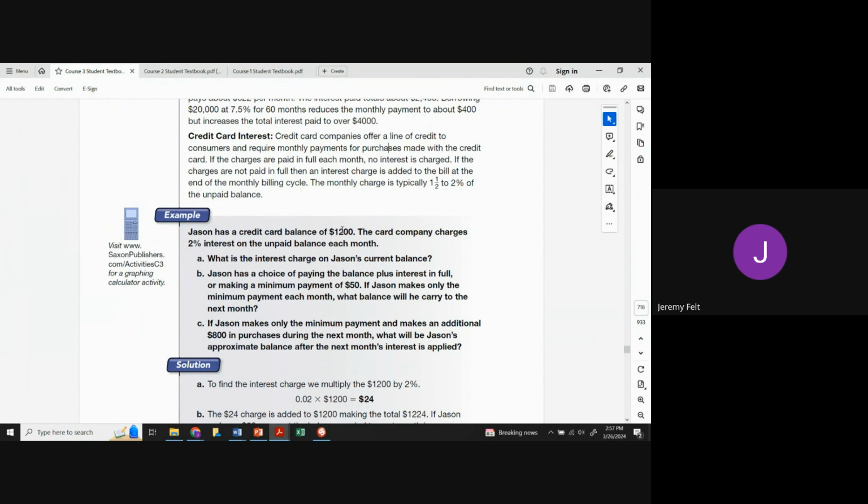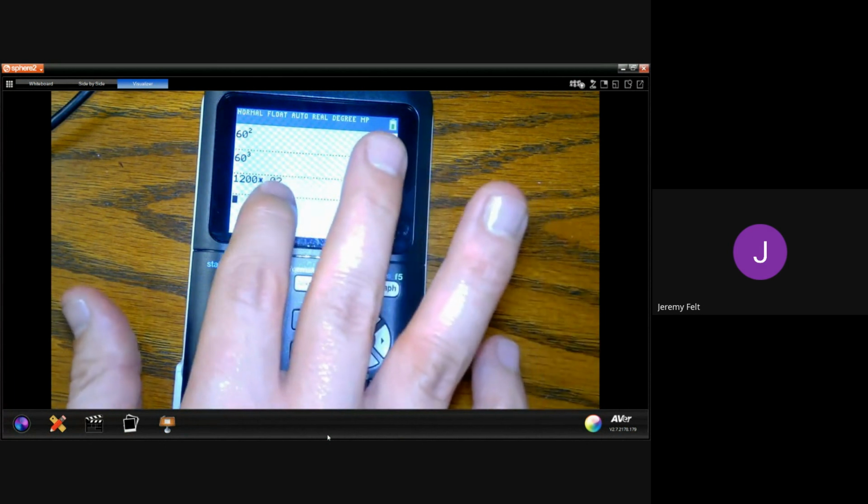All right, so let's get to this example. Jason has a credit card balance of $1,200. The card company charges 2% interest on the unpaid balance each month. What is the interest charge on Jason's current balance? Okay, so we look at 1,200 and 2%. Again, we have to convert to a decimal, so 0.02, moving the decimal two places to the left. So 1,200 times 0.02, that's $24.